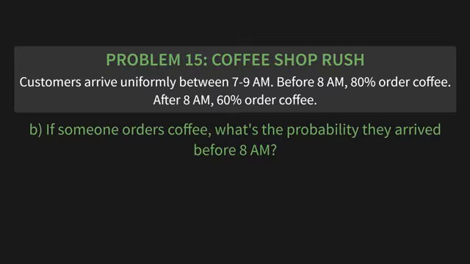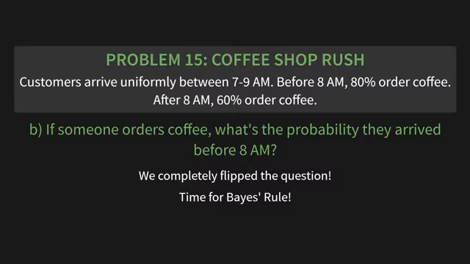If someone orders coffee, what's the probability they arrived before 8 a.m.? We're flipping the question. Instead of given the time, what do they order? We're asking, given the order, when did they arrive? This is Bayes' rule territory.